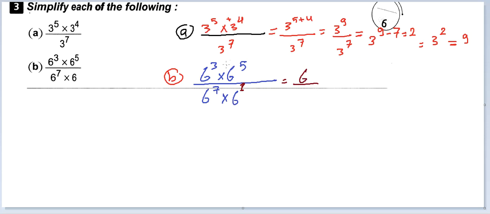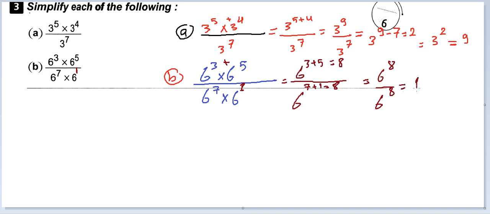3 and 5, 3 plus 5, we add the powers. Here 3 plus 5 equals 8. And down here 6, 7 plus 1 also equals 8. So the result is 6 to power 8 over 6 to power 8. Here we have a fraction where the numerator is the same as the denominator, so the result will be 1.